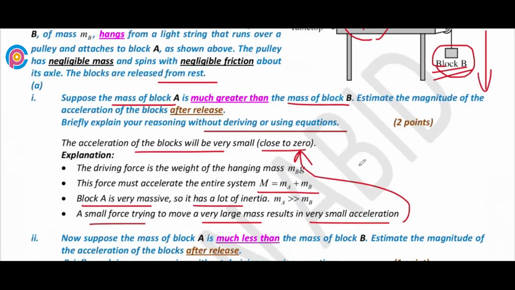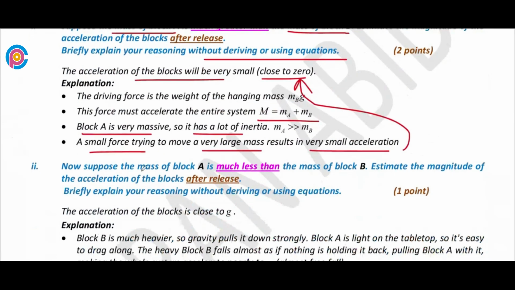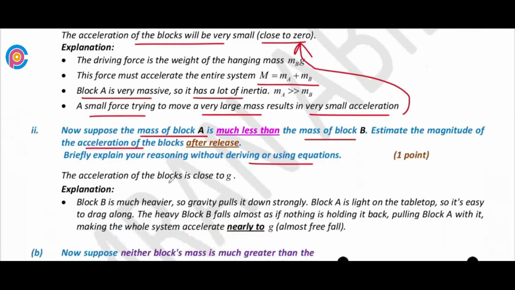Now, if the scenario changes, and the mass of block A is much less than the mass of block B, estimate the magnitude of the acceleration after release. Explain your reasoning without deriving or using equations. The answer is that the acceleration of the blocks is close to g, almost g. Why? Block B is heavier, and that's the driving force, so gravity pulls very strongly. Block A is very light on a tabletop, so it is easy to drag along.